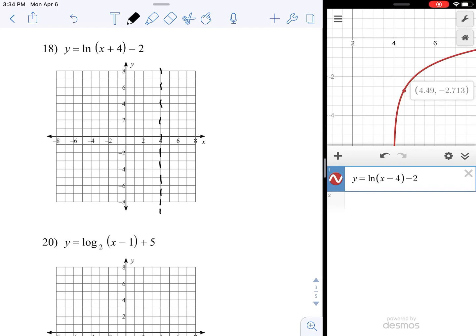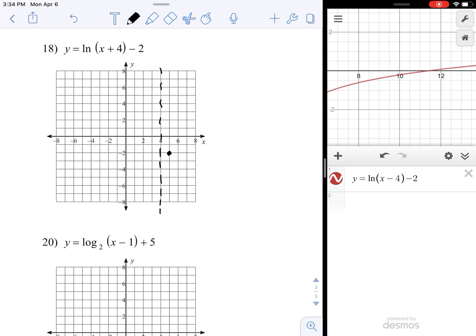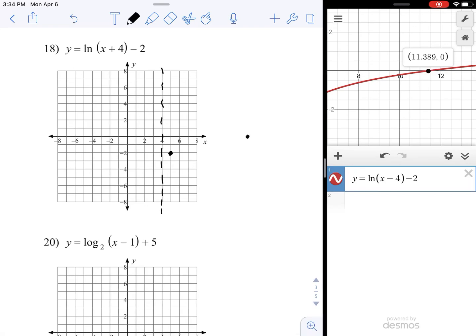Looks like there's maybe a key point here that I can go to, (5, -2). That just kind of jumped out at me. You're not just supposed to know, oh, there's always going to be a key point. But it just visually looked like it. Okay, there is an x-intercept of 11.389. Our graph doesn't really go out that far, so you would not be expected to draw an x-intercept on this one.